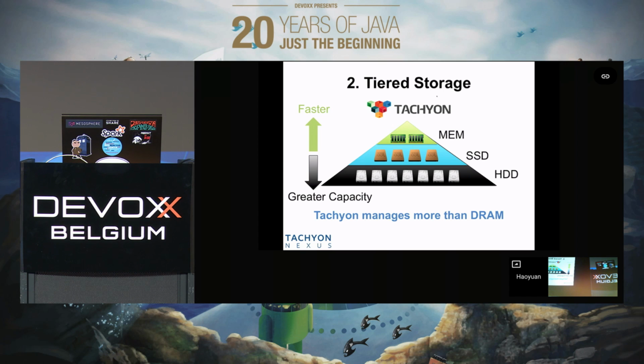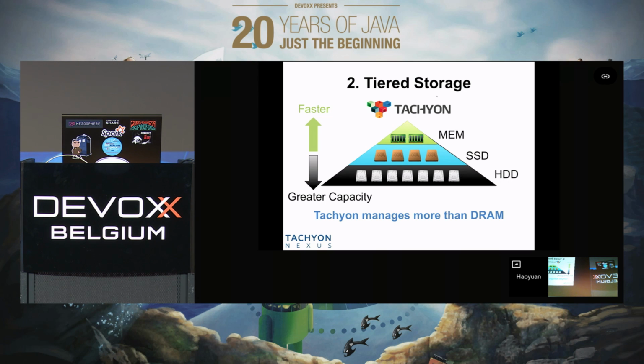As you can see, in the normal storage hierarchy you have memory, SSD, HDD. To the bottom, you have larger capacity, but it's slower. To the upper, you have faster access, but less capacity, and it's more expensive. Now Tachyon manages more than DRAM. We can manage SSD and HDD all at the same time, so you can have a much larger space. Say, like in the Baidu example, they have PBs of space managed by Tachyon. This is the tiered storage concept.